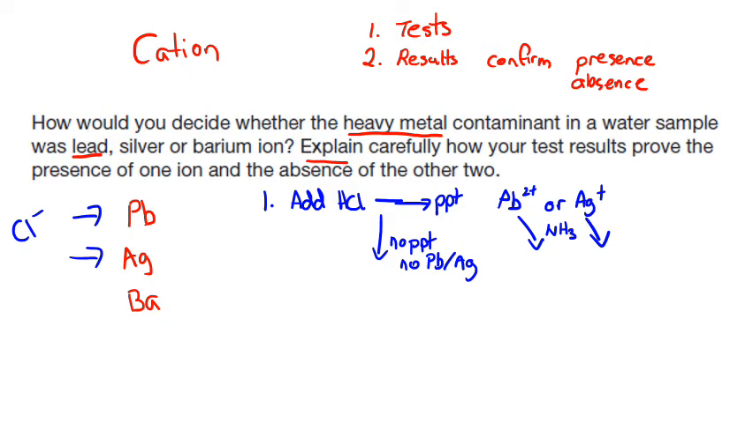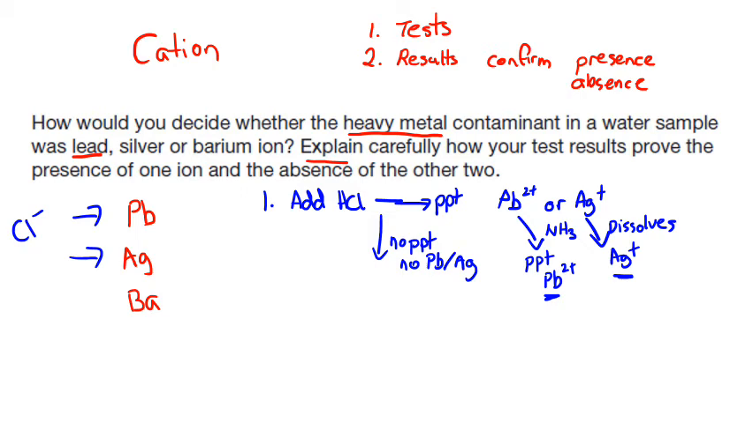Now, the precipitate. If the precipitate dissolves, then it's silver. Okay, so I've got my precipitate. I add some ammonia. If it dissolves, it's silver. If it still is a precipitate, then it's lead. Okay, so I've now determined which of these two it is.